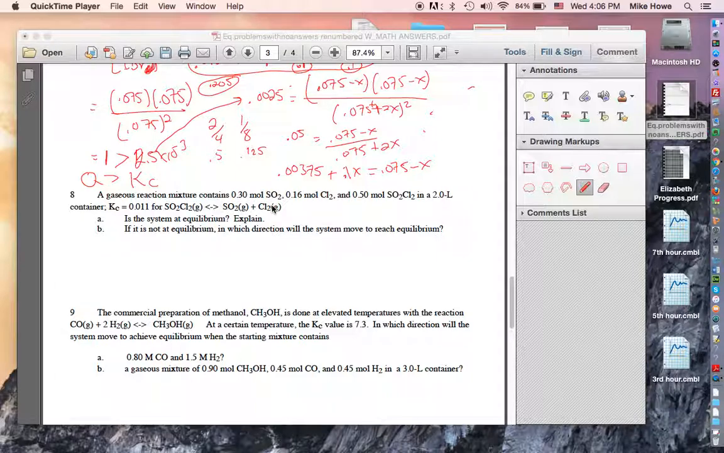If the system is at equilibrium, when you divide the concentrations by each other, you'll end up with 0.011. And if you don't get 0.011, the system is not at equilibrium. And there's your first answer. So if it's not at equilibrium, which way will it move? Well, then it goes back to the value of Q compared to the equilibrium constant.